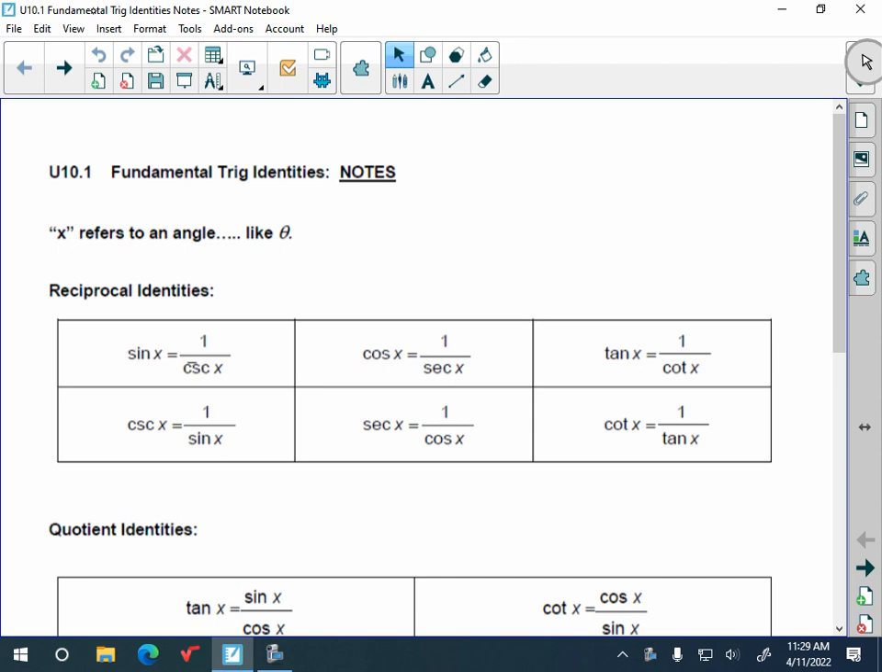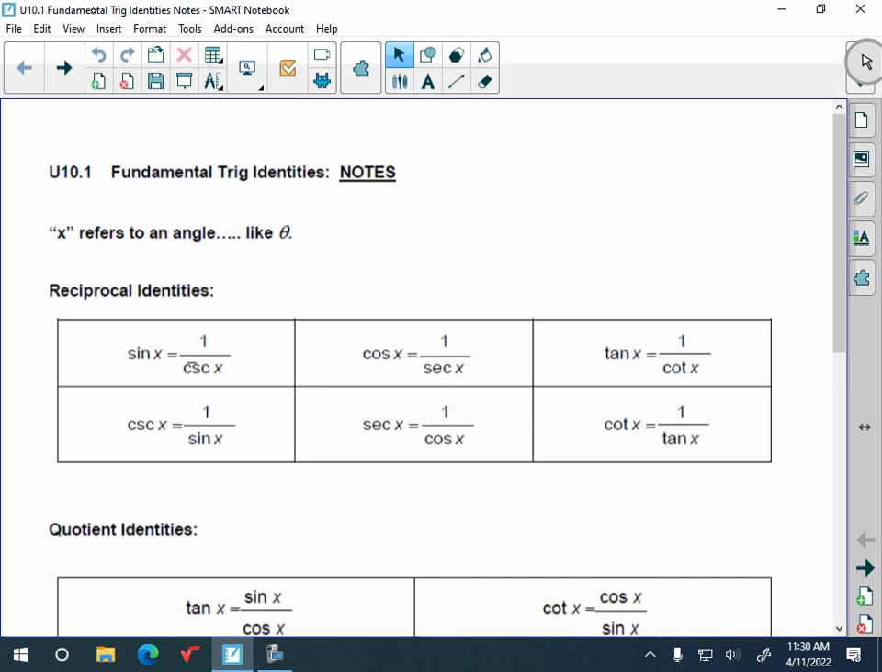The reciprocal identities, again, you just have sine is the same as the reciprocal, which is 1 over cosecant. Remember, sine and cosecant go together. That means that cosecant is 1 over sine. Cosine is 1 over secant, so secant is 1 over cosine. Tangent is 1 over cotangent, so cotangent is 1 over tangent. So you want to memorize all 6 of these identities.